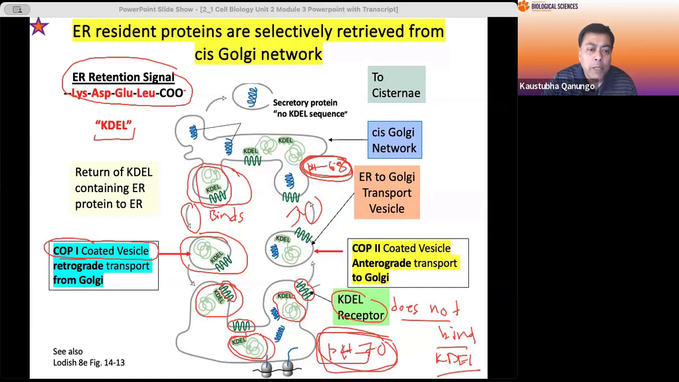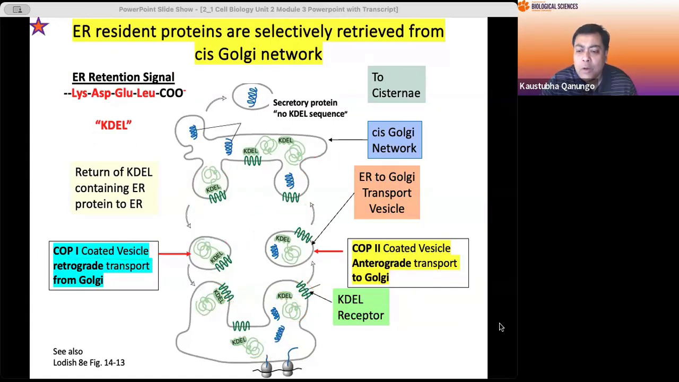So one of the questions that is asked: what will be the coat of a vesicle? Remember that if it is an anterograde transfer from the ER, no matter what, it will always be COP2. Forward is COP2 and reverse is COP1. And again, there are always the KDEL proteins or KDEL receptors that are accidentally moved into the Golgi and retrieved back. So know the mechanism of this very, very well.